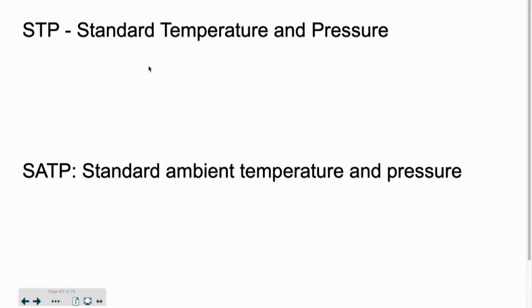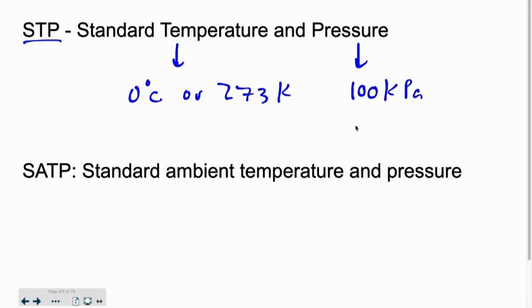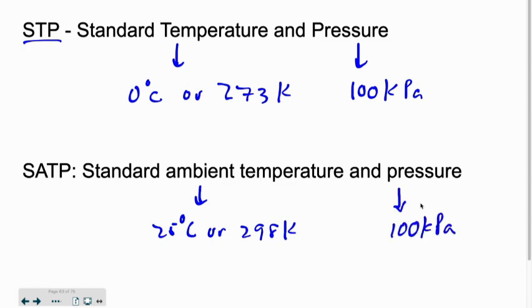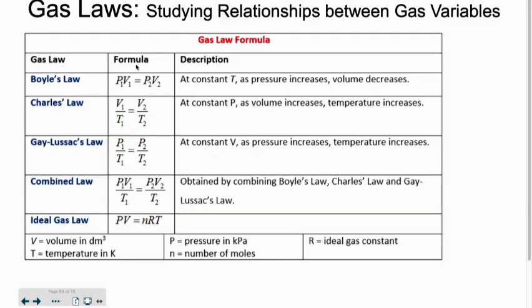A couple of temperatures and pressures that you should be familiar with is STP, which stands for standard temperature and pressure. Standard temperature is 0 degrees Celsius or 273 Kelvin. Standard pressure is 100 kilopascals. Standard ambient temperature and pressure is 25 degrees Celsius, which is room temperature, or 298 kelvins. And standard pressure is, once again, 100 kilopascals. It doesn't hurt to memorize these.